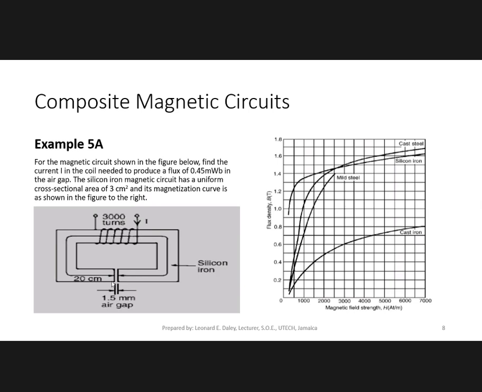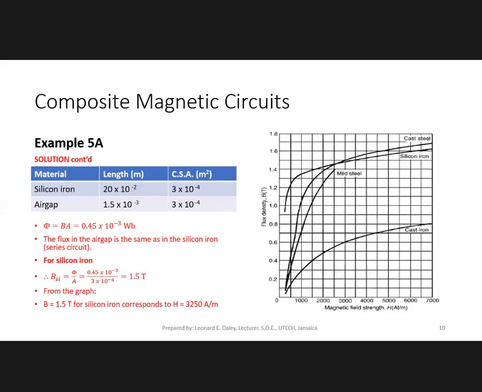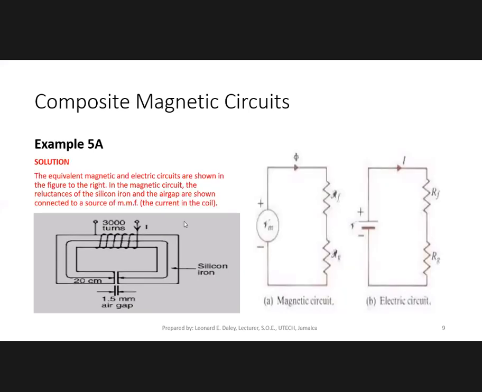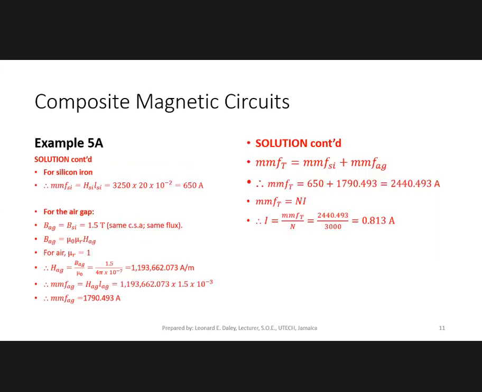In another question, we talk about leakage. Leakage means that not all the flux that is produced by the current will flow through all the material. Usually we neglect leakage, but when we get on to transformers, we don't. Now they told us in the question that the current produces a flux of 0.45 milliwebers in the air gap.